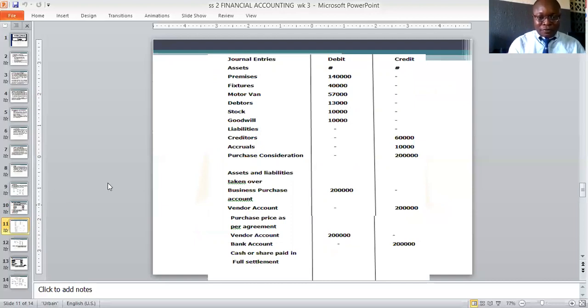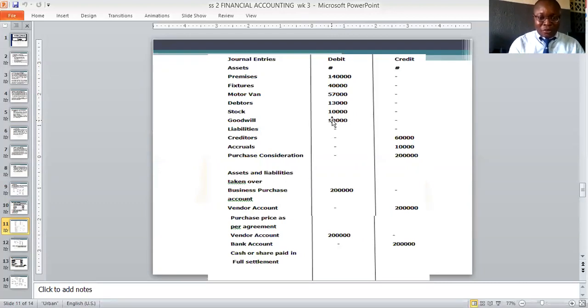Please, my students, what you are going to do here is you are not going to make use of the previous balance sheet again. You are going to use the one where we have additional information. That is all the assets that you are going to use, except if they are not given in the additional information. So we have premises of 140,000, fixtures of 40,000, then motor van 57,000, debtors 13,000, stock 10,000. Then our goodwill is also 10,000 naira.